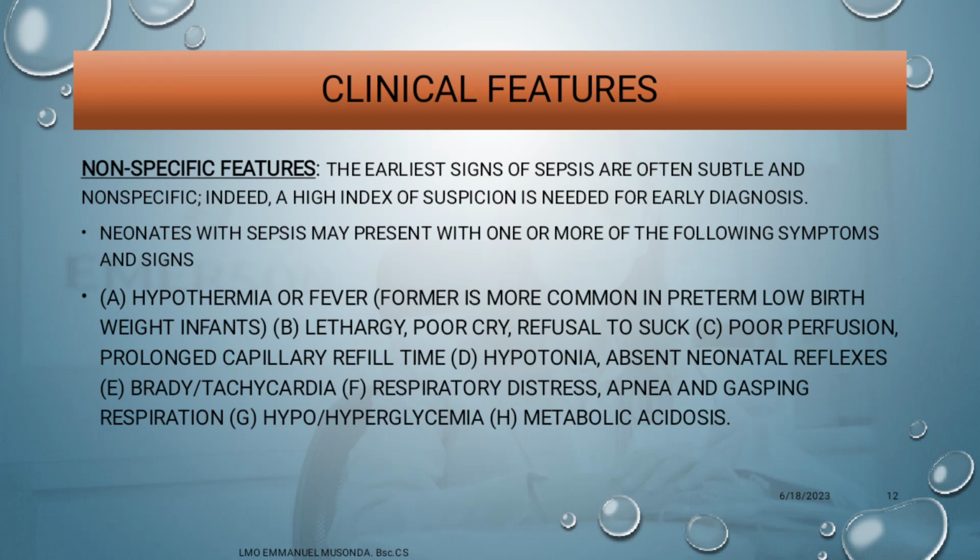The former is more common in preterm low birth weight infants. Then the other symptom or sign is they can have lethargy, poor cry, and refusal to suck. Then poor perfusion, prolonged capillary refill time, hypotonia, absent neonatal reflexes, brady or tachycardia, respiratory distress, and apneic and gasping respirations. Then you can have hypo or hyperglycemia, and of course metabolic acidosis. So these are non-specific features.